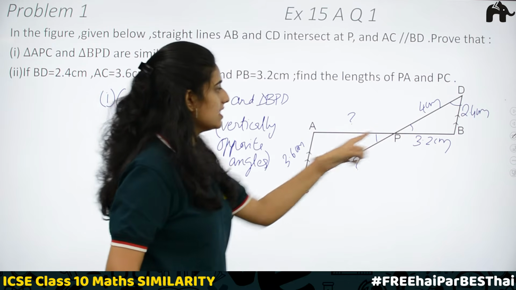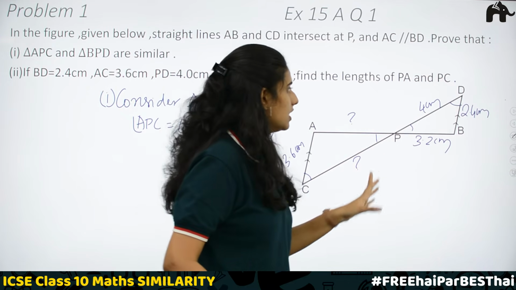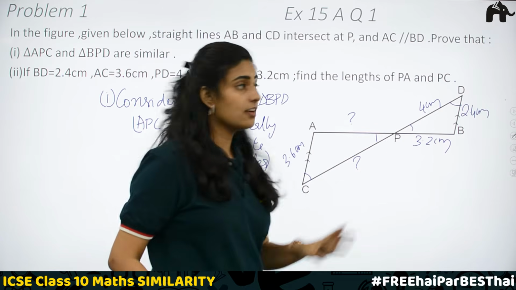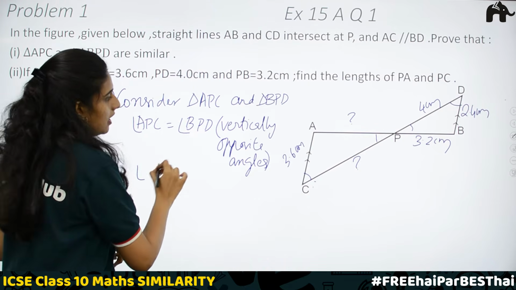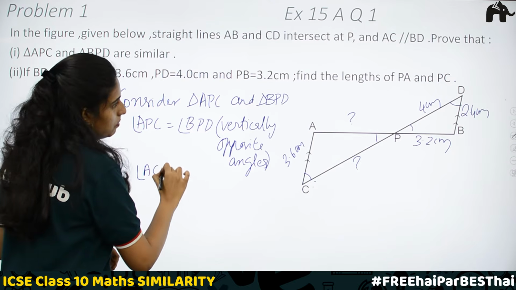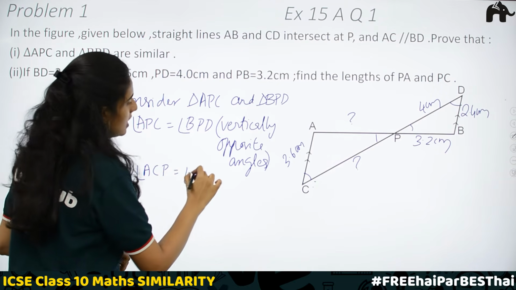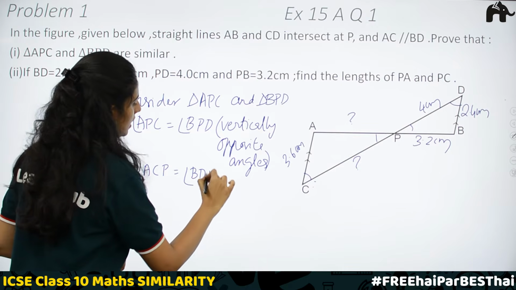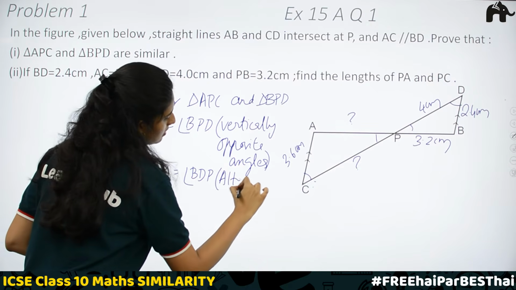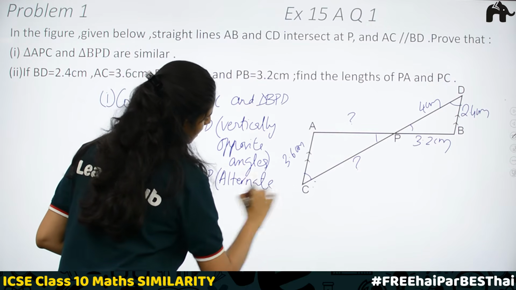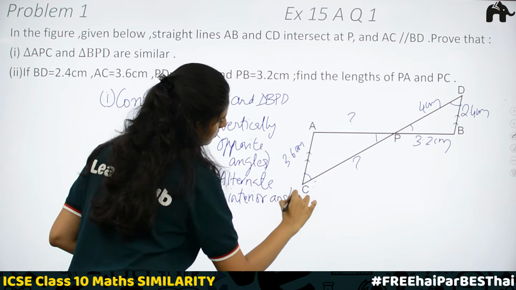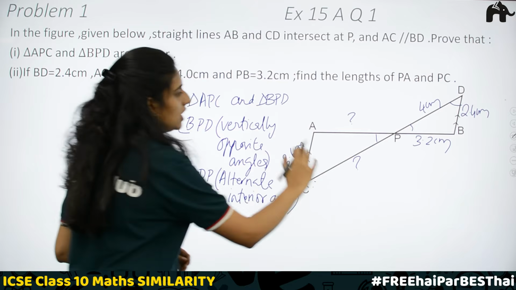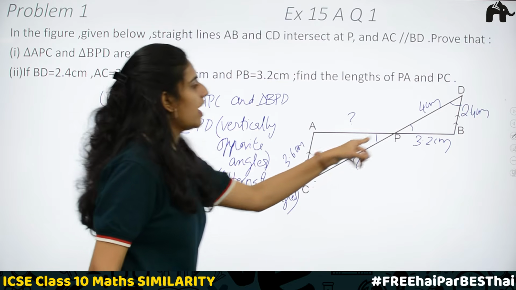These angles ACP and BDP are alternate interior angles. Angle ACP is equal to angle BPD. Alternate interior angles. Okay. So for these two triangles, we got two angles equal.